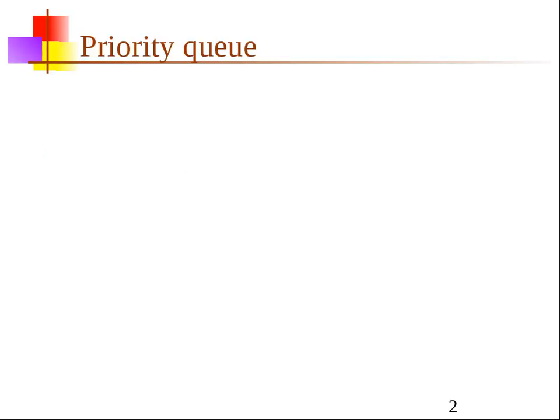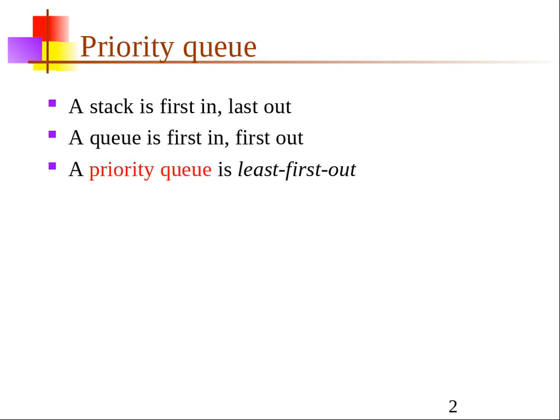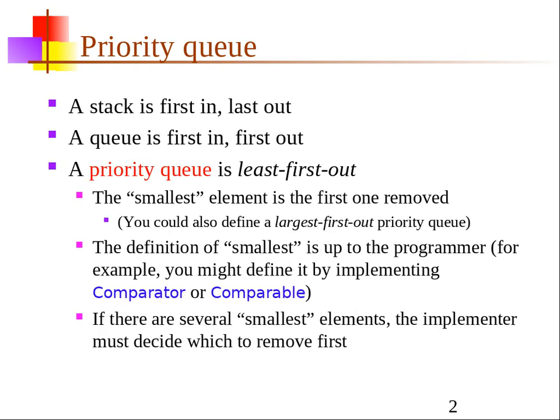There are a lot of places where these are used. These were taken from Java, so ignore the whole comparator or comparable part because we don't care about that. A queue, you remember, is first in, first out. But a priority queue is least first out, so the smallest element is the first one removed. This may seem inverted, but it means the element with the lowest number has the highest priority.